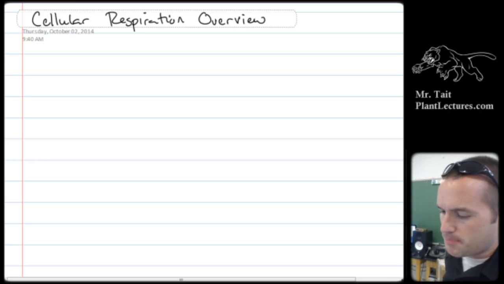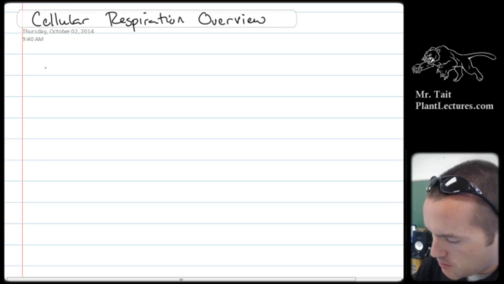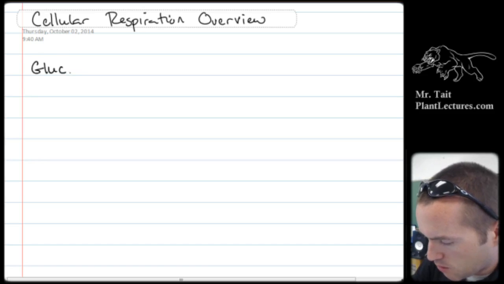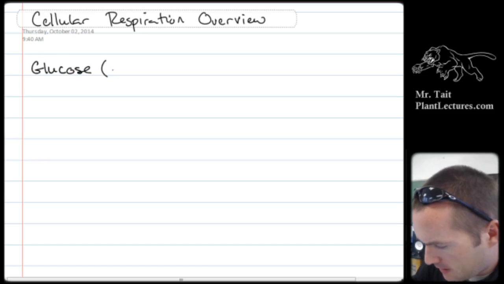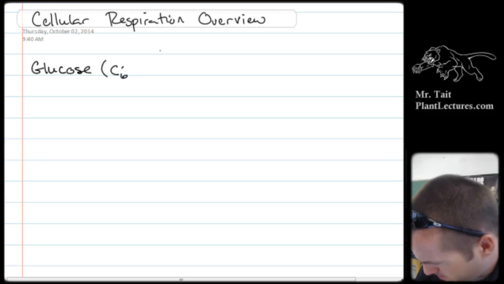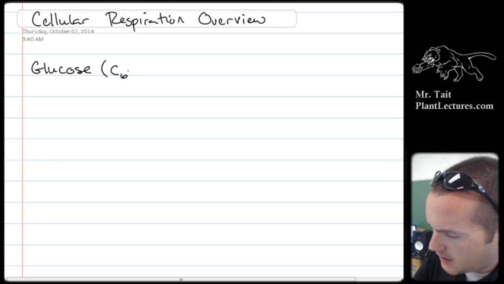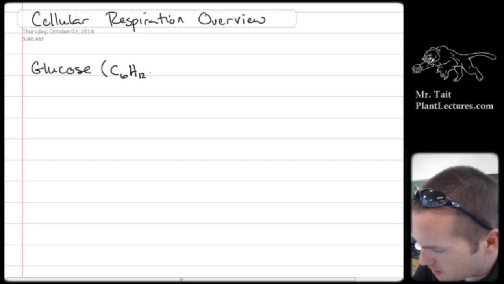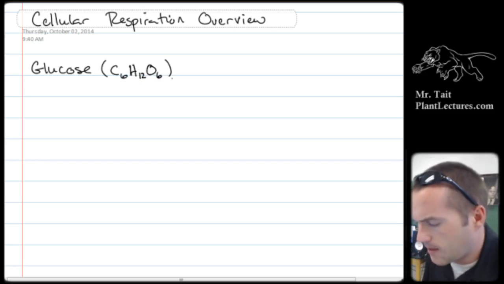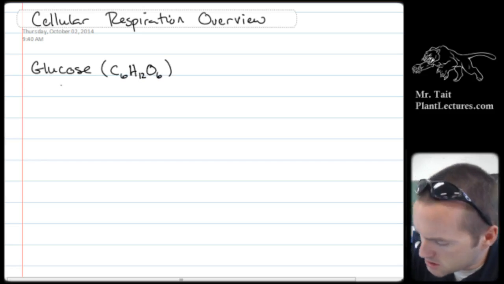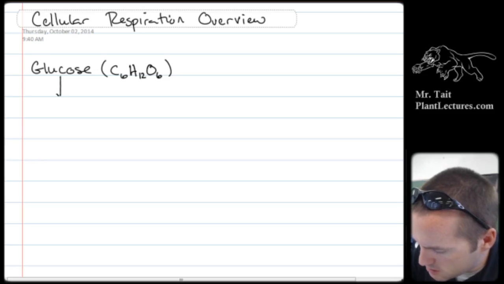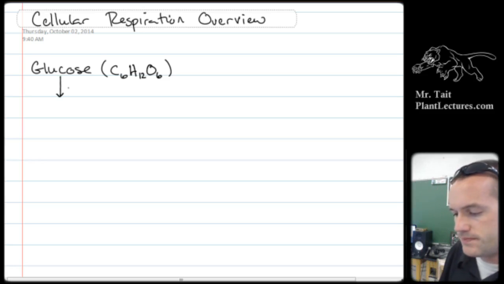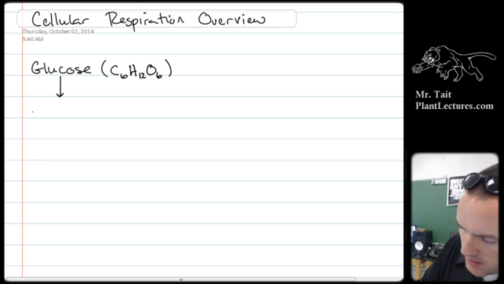So step one in this case is we need something to break down, and we're going to break down glucose. That's going to be C6H12O6. Okay, and glucose is going to be broken down into how many pyruvate? 2. Okay, that process is called glycolysis.